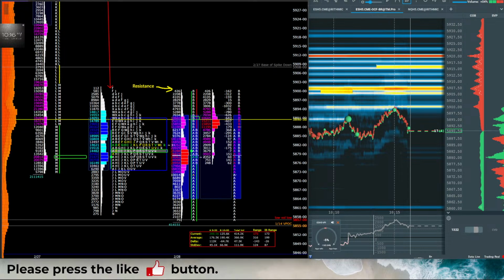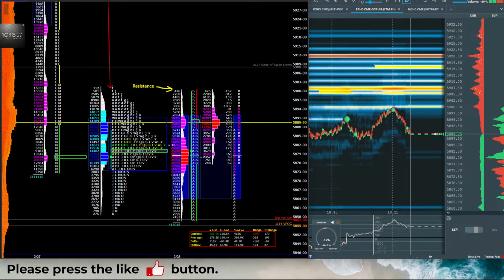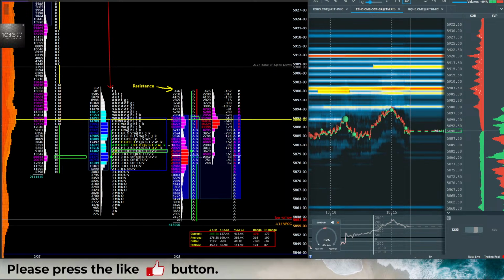Knapp says, neither the volume point of control nor the time point of control followed yesterday's move down. It remained inside the previous day's range. That is true. And that is important information once the spike is done. So if we get above the base of the spike, then we start talking about those references.